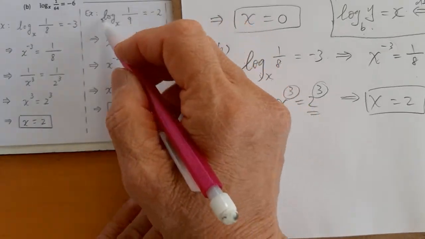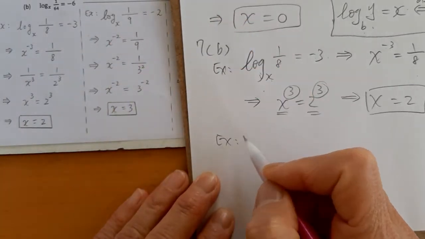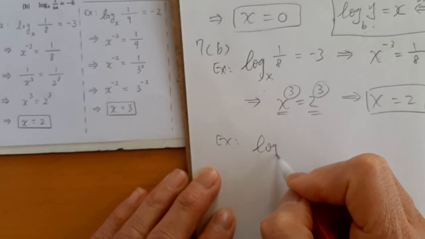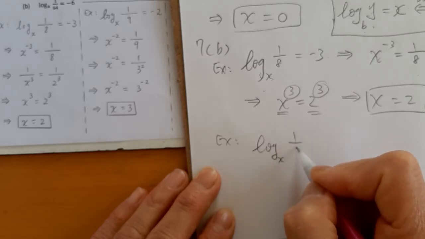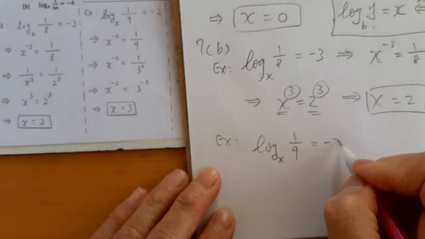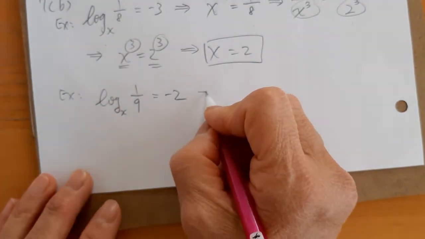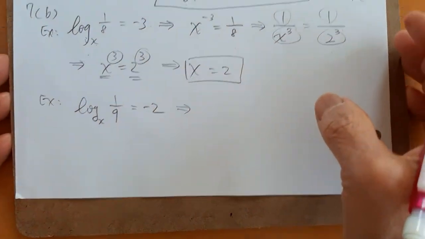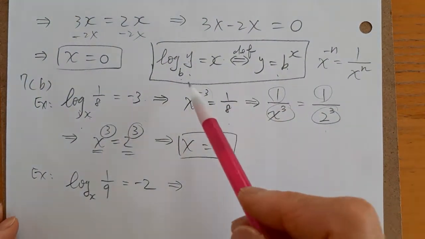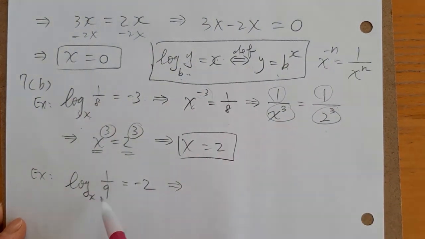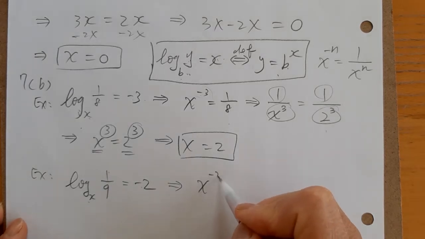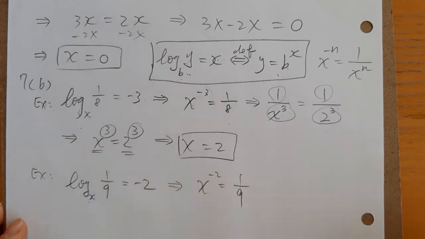Another example. This example is log base x of 1/9 equals negative 2. How to solve it? First of all, change to b to the power x equals y. So x to the power negative 2 equals 1/9.